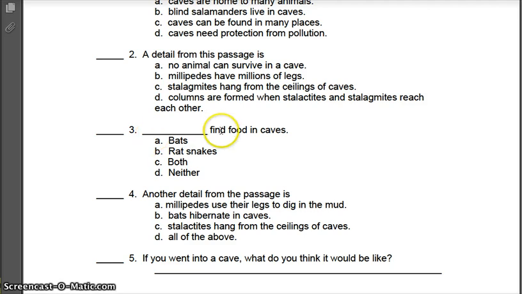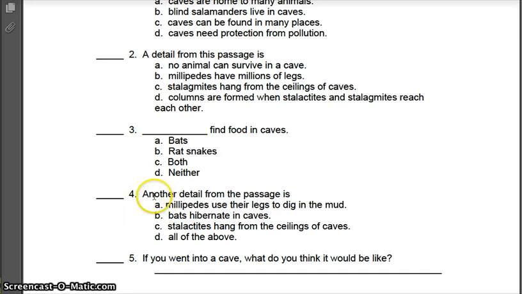Number 3, blank, find food in caves. Okay, so you're either going to choose between bats, rat snakes. Both means that bats and rat snakes both find food in caves, and neither means none of these find food in caves. So I know that can be a little tricky, so let me go over it again. Blank, find food in caves. So that's saying that you'll either say just bats find food in caves, just rat snakes find food in caves. Both means, yeah, bats and rat snakes find food in caves, or no, neither bats or rat snakes find food in caves. Okay, so that's what that means.